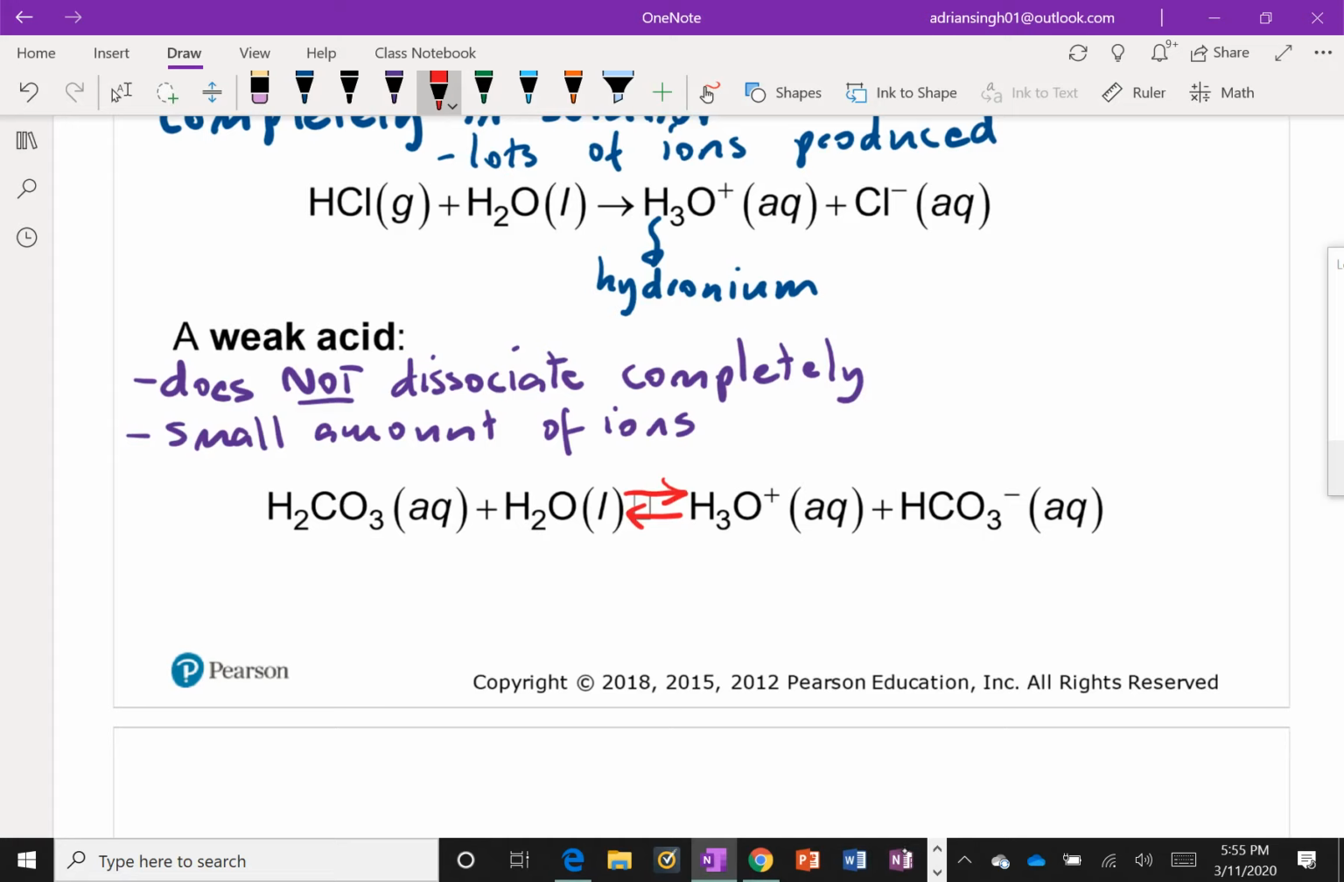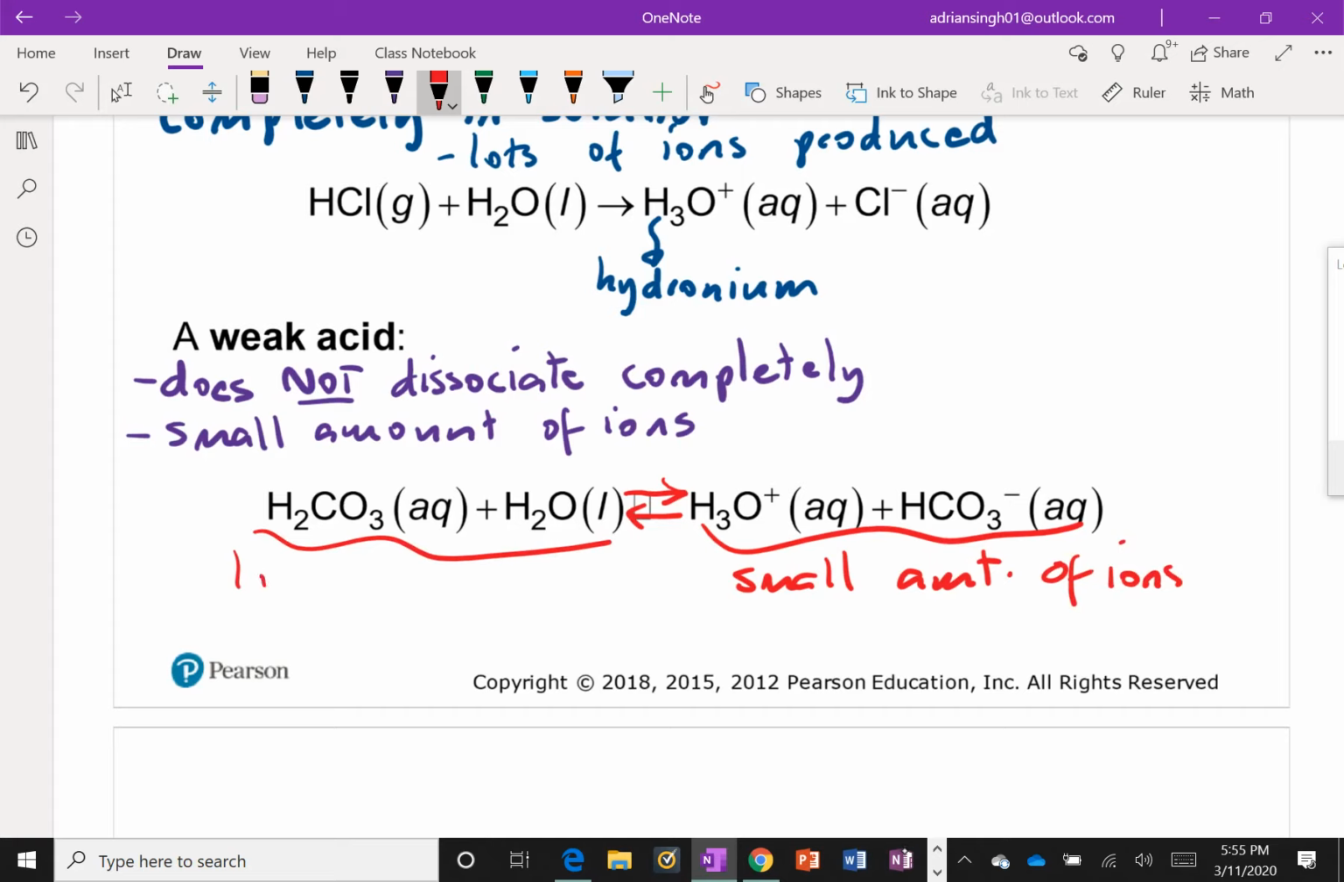Right? So what this suggests is that our H2CO3, which is a weak acid, this is carbonic acid, in water, some of it breaks apart to give you the hydronium and then the conjugate base. But what also happens is these two things here react together to make the original compounds. So you don't have a bunch of this. You actually have a very, very small amount of ions present. So small amount of ions. And you have a larger amount of the undissociated acid.